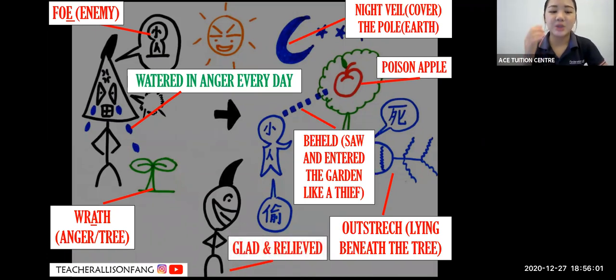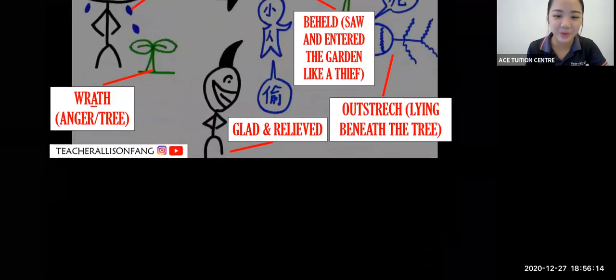So as you can see here, the persona was extremely glad and relieved that his enemy, his foe, was lying there and that he had died. So this is the entire explanation for the entire Poison Tree poem. So I hope you understand the whole thing.